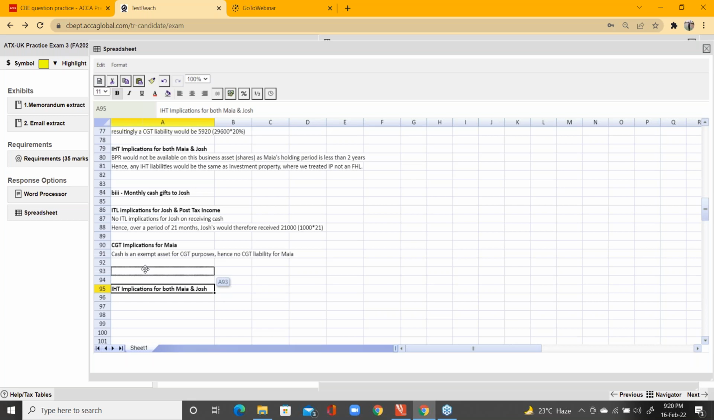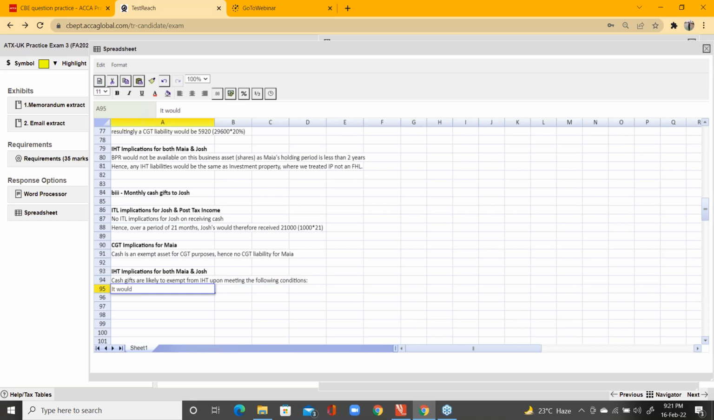IHT implication for both persons. Cash gifts are likely to be exempt from IHT. Why? Upon meeting the following conditions. If they meet the following conditions, the gift of this cash is also exempt from IHT, meaning there would be no implication for both the persons.